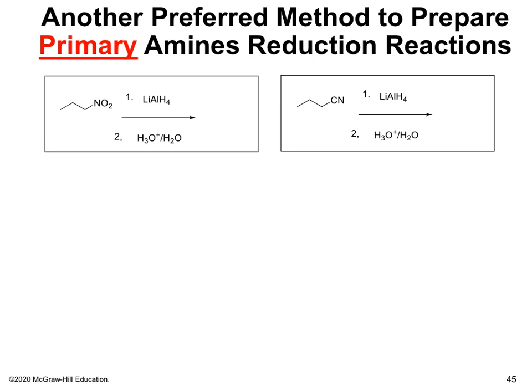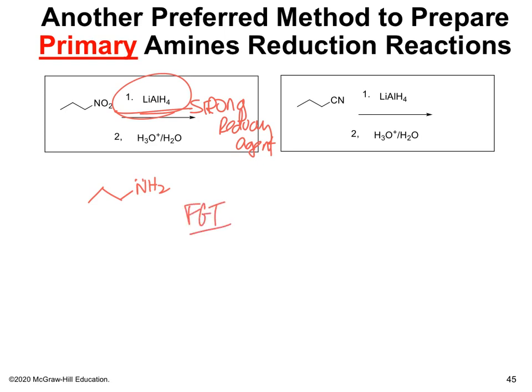All right, so we've already gone through that mechanism. Now, other ways you can prepare primary amines, it's good to know more than one way, is if you have a nitro functional group, you can do a functional group transformation. So lithium aluminum hydride, remember this is a strong reducing agent, and it will reduce the nitro to an amine. So anytime you have a nitro, you can just react that with lithium aluminum hydride, and it will reduce a nitro to amine. That is a functional group transformation.